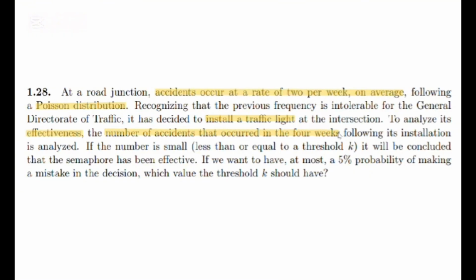installation is analyzed. If the number is small, less than or equal to a threshold k, it will be concluded that the semaphore has been effective. If we want to have at most a 5% probability of making a mistake in the decision, which value should the threshold k have?